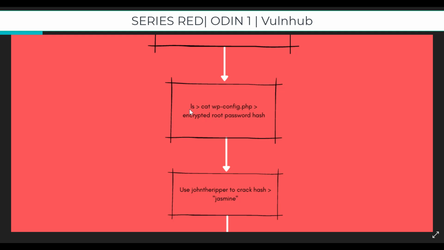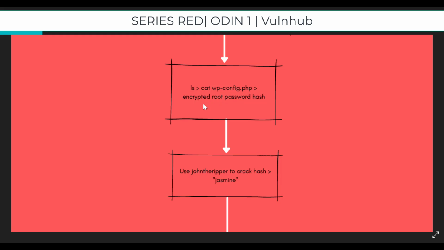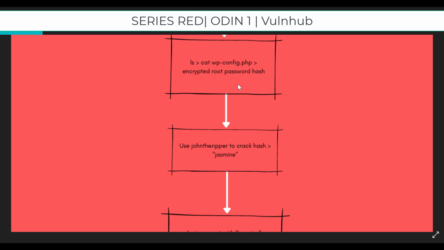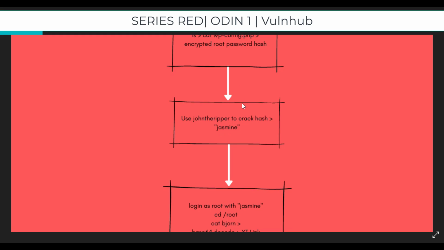Now after you enter it, you just need to cat wp-config.php. When you open that, you will see an encrypted root password hash. To crack this hash, we can use a tool known as John the Ripper, which will crack the password and give the password as Jasmine.